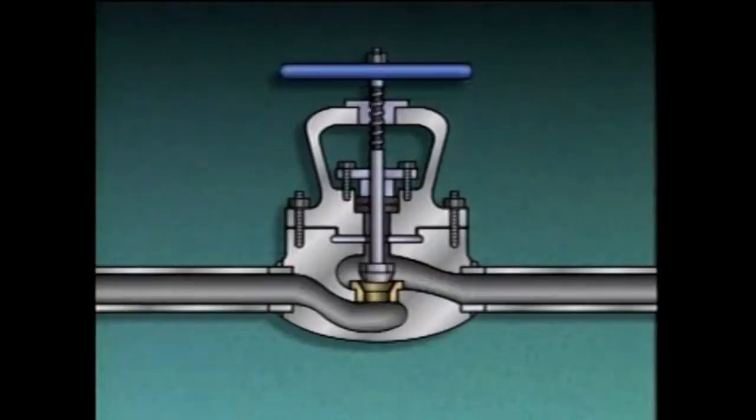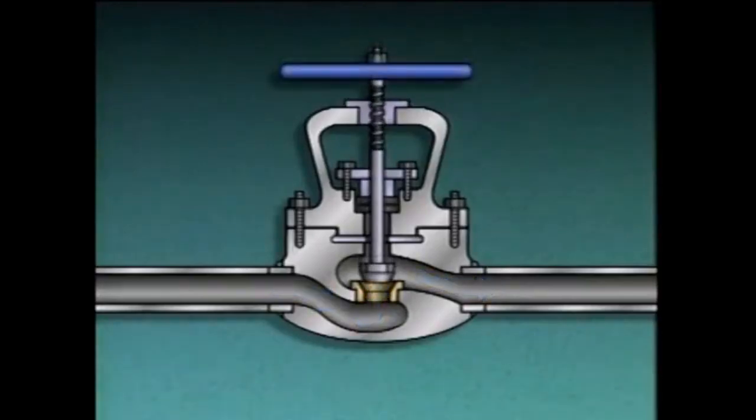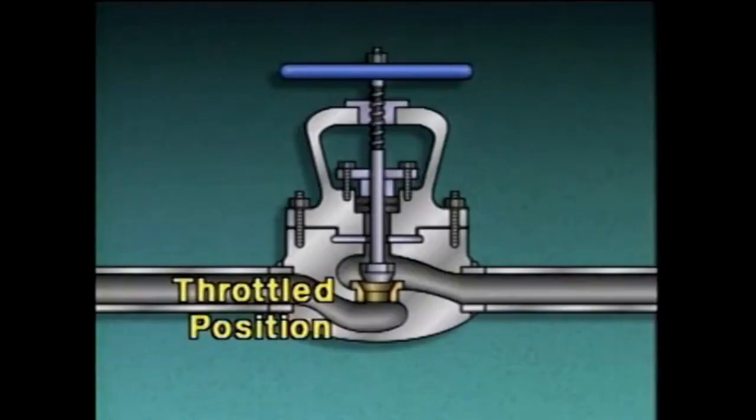As the disc moves away from the seat, flow through the valve is increased until the disc reaches its limit of travel. At this point, the valve is fully open and maximum flow is passing through the valve. When a valve is partially open, the valve is said to be in a throttled position.